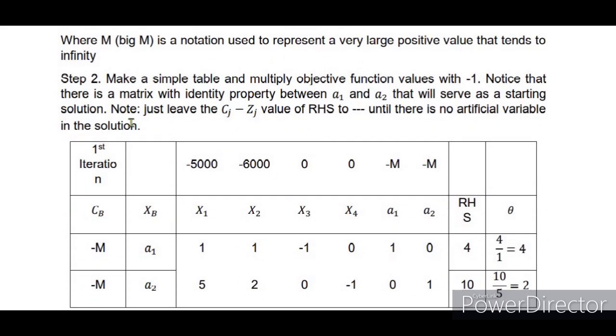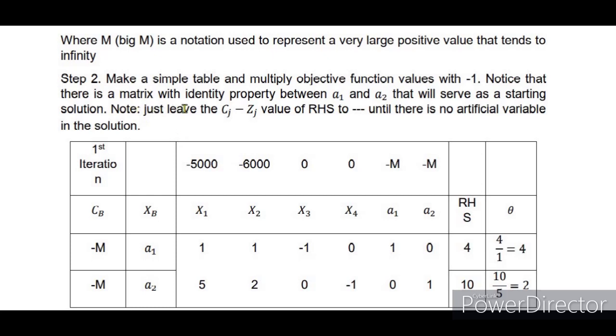So in step number 2, make a simplex table and multiply the objective function values with -1. So we make our simplex table. After we make a simplex table, we multiply all the coefficients of the objective function with -1. That's why it becomes -5,000, -6,000, 0, 0, and -m, -m.